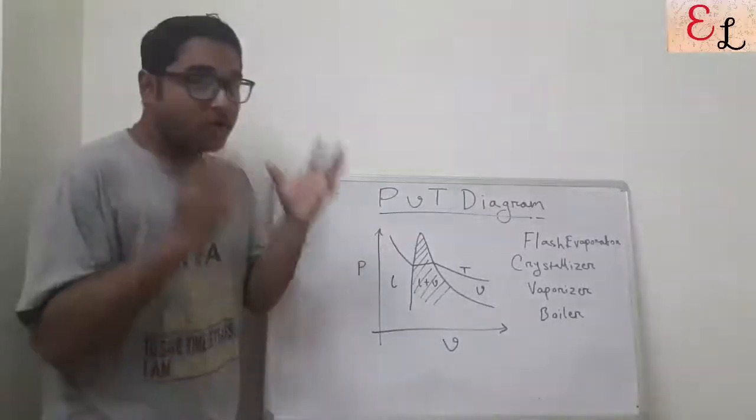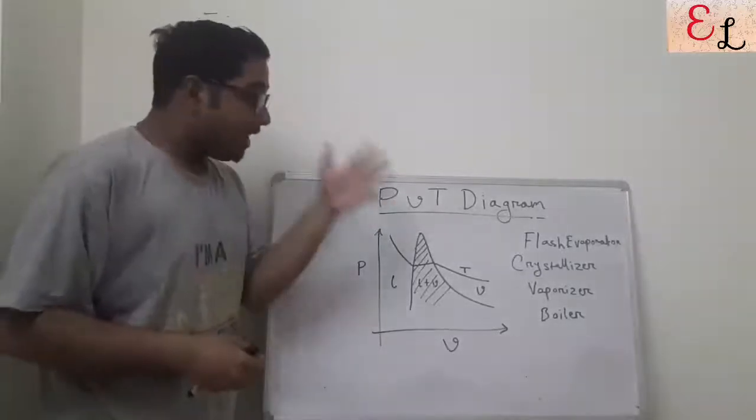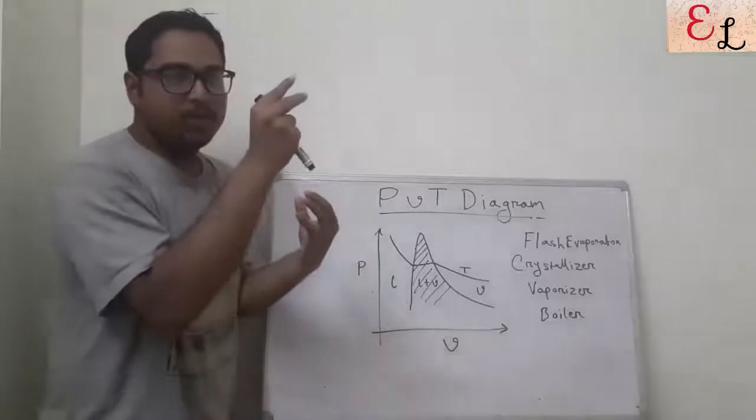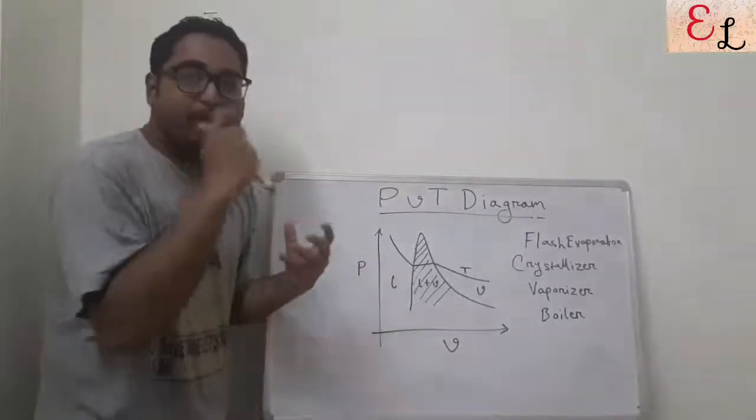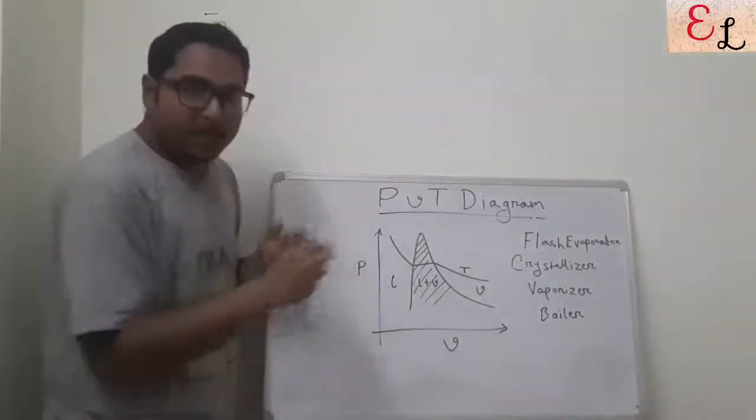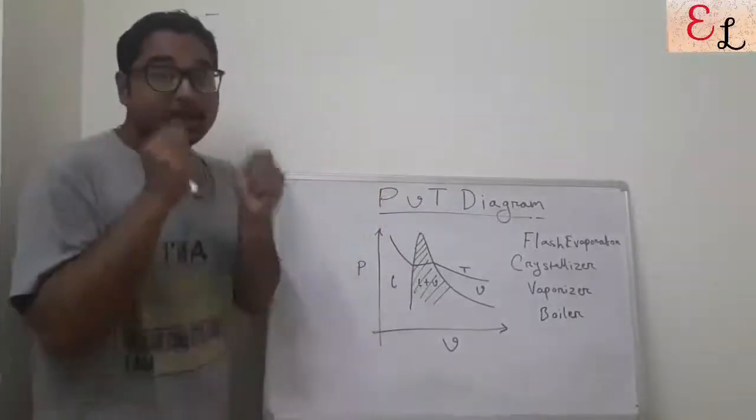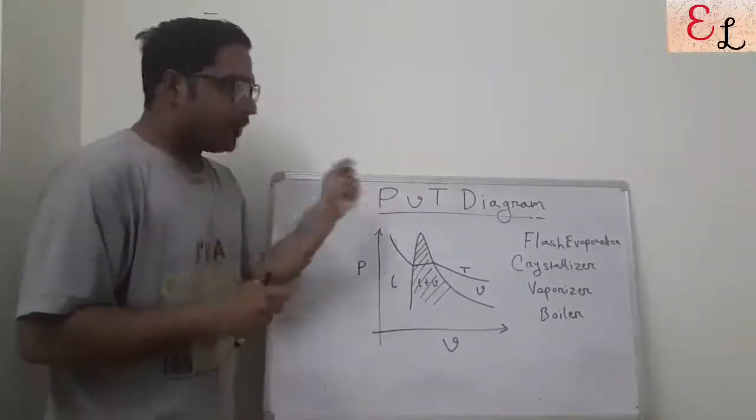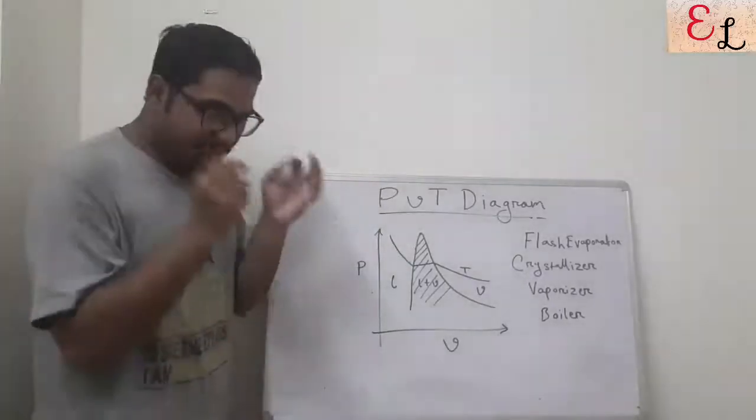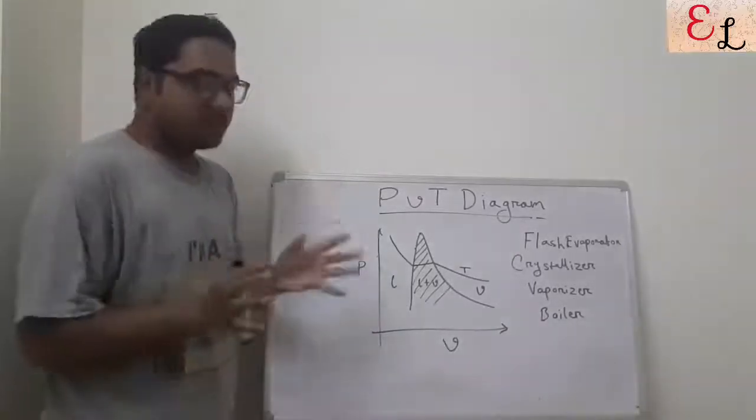Trust me, most of the equipment and processes in the industry are based on this principle: if you lower the pressure, how the boiling point or saturation temperature is going to be affected, or if you push up the pressure, whether it is going to be a liquid state or a vapor state. All will be clear from this diagram. What is the state of matter at a particular temperature and pressure? This is the PvT diagram, very important for industrial practices and processes.